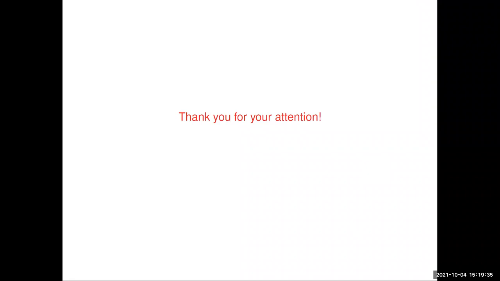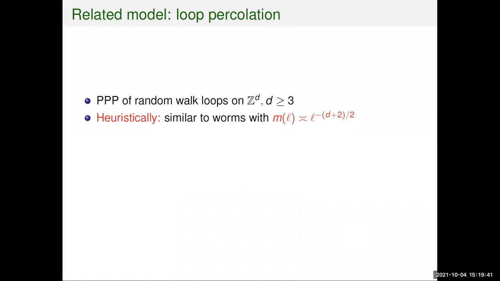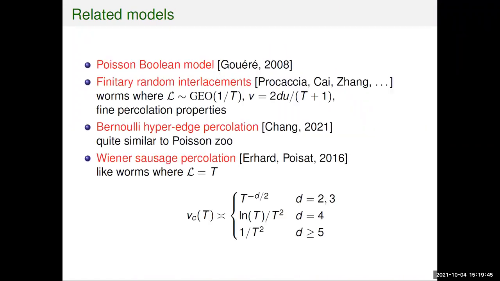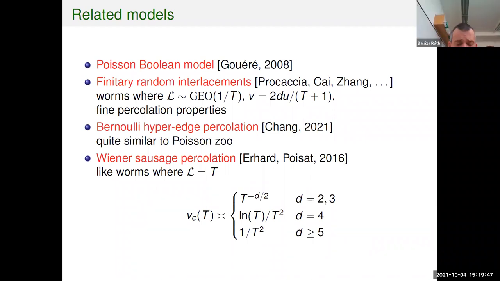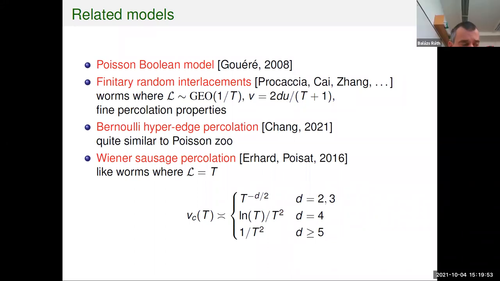I have one question. Yes. So in the Wiener sausage percolation model, if you allow the time to be random like you do for the worm model, then are the results similar?